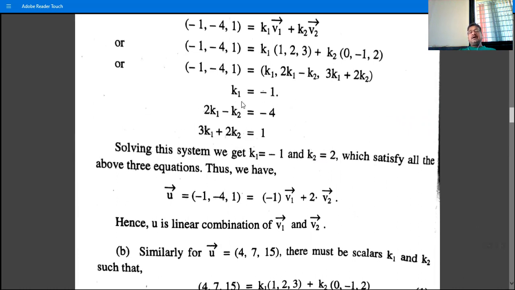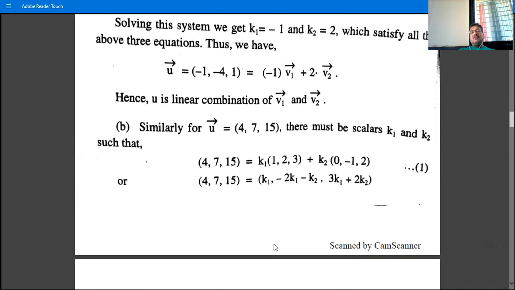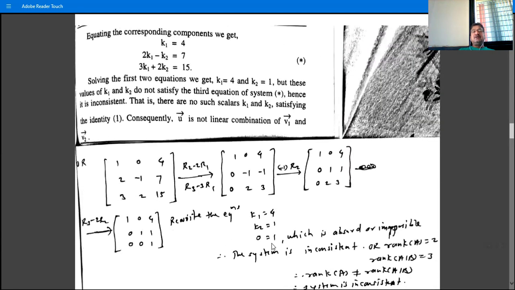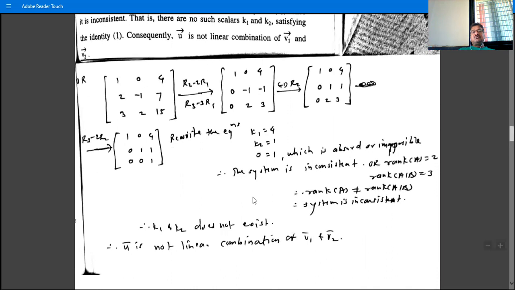So whether the system has two equations, three equations, two unknowns, three unknowns, or four unknowns, whatever the system may be, we have to use the Gauss elimination method to solve it. If I have to solve any system, don't use any other method, just use the Gauss elimination method. So after rewriting, if the system is consistent, we have the solution.